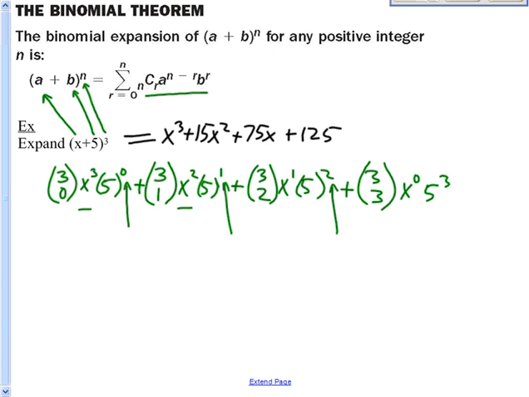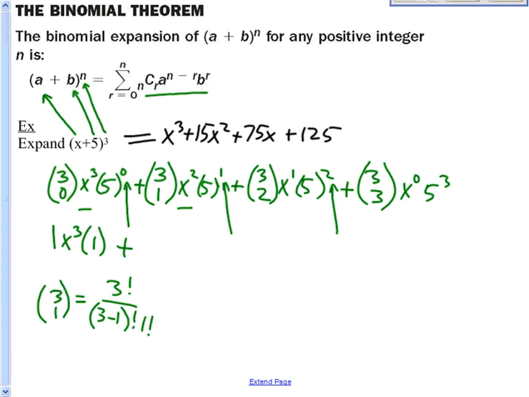Now we punch those in. So 3 choose 0. You would do 3 choose 0 on the side, and that gives you 1. X to the third. Anything to the 0 power is 1. Plus, now we got 3 choose 1. You go to the side, you do 3 factorial over 3 minus 1 factorial, 1 factorial, 3 times 2 times 1 over 2 times 1 times 1. And you got 3. So this is 3, and you got x squared, 5 to the 1 is 5.